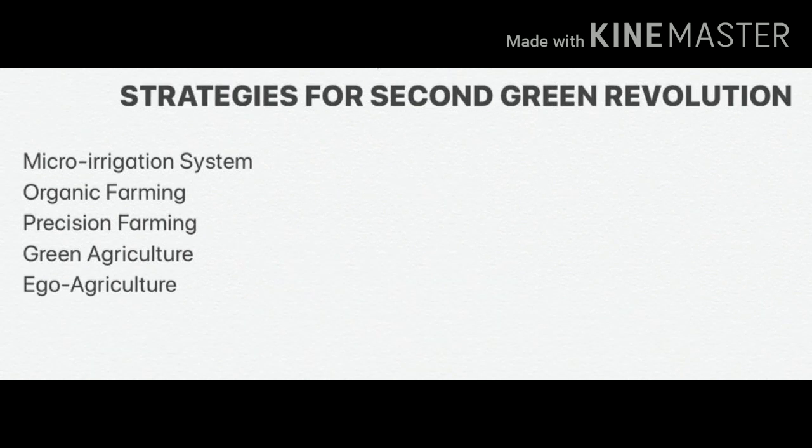Next we have eco-agriculture. Eco-agriculture is defined as an approach that brings together agricultural development and conservation of biodiversity.